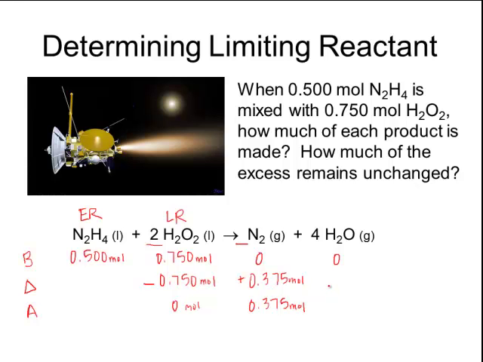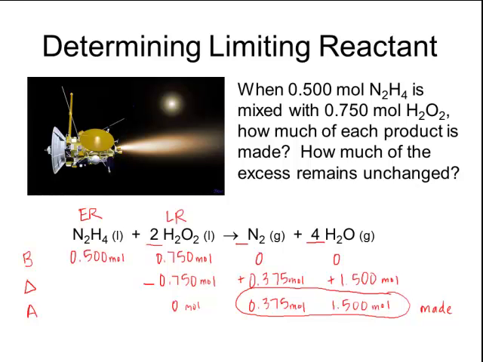If I look at the mole ratio of hydrogen peroxide compared to water, it is a 2 to 4 ratio. So for every 2 moles of hydrogen peroxide, I can make 4 moles of water, which is twice as much. So if I have 0.75 moles, I can actually produce 1.5 moles of water. So after the reaction, I will have 1.5 moles of water that I've made. So these two answers in my bottom row, 0.375 moles and 1.5 moles, are the amount of each product that I can make.